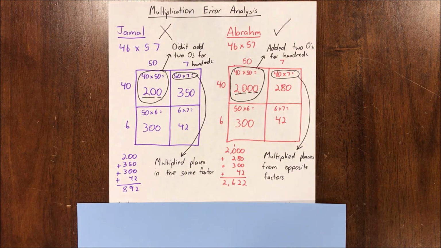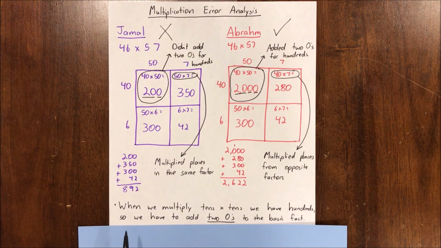Great. Okay. So what do you think we should be thinking about today when we're multiplying so that we don't make the same mistakes that Jamal did? Go ahead and say it out loud. Right, when we multiply tens times tens, we are going to have hundreds. So we add 2 zeros to the basic fact when that happens. Read this with me. When we multiply tens times tens, we have hundreds. So we have to add 2 zeros to the basic fact.